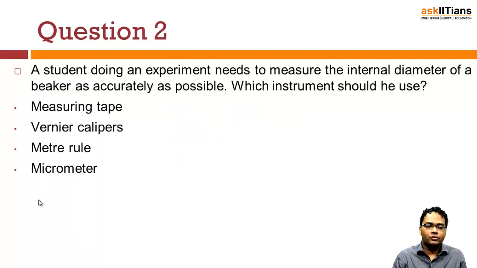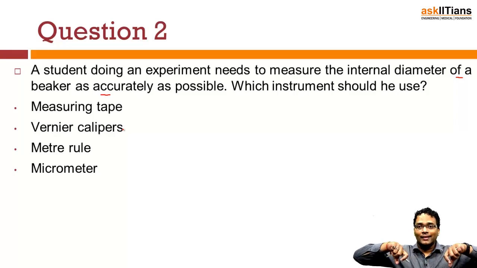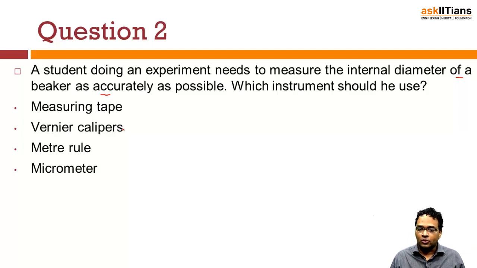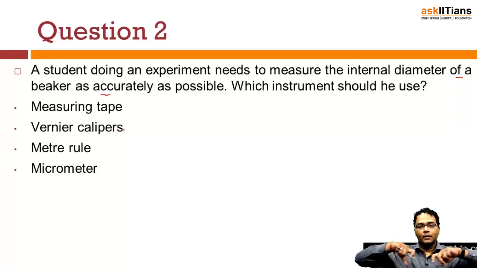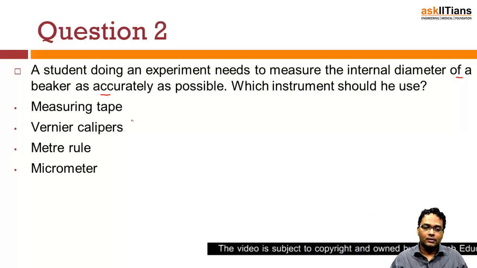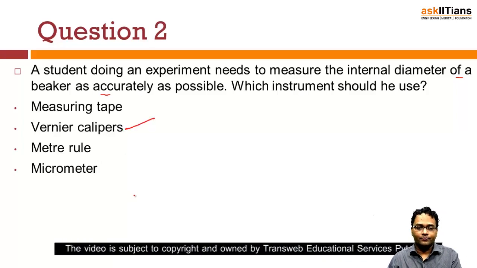Fine. Moving on to the next one. A student doing an experiment needs to measure the internal diameter of a beaker as accurately as possible. If you remember, we had seen that the vernier caliper has inner gauges. Using a measuring tape is not going to be possible. Using a screw gauge is not going to be possible. The screw gauge measures the thickness. You can only measure it using the vernier caliper using the inner gauges. So the answer goes for this.